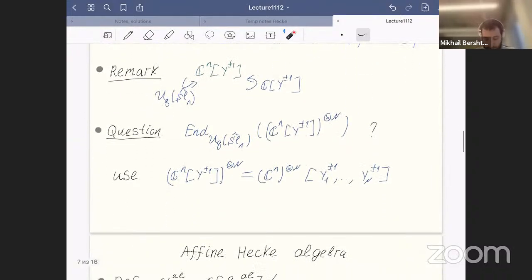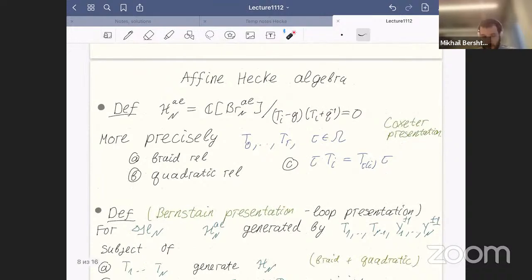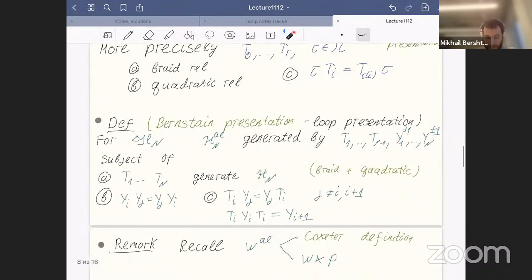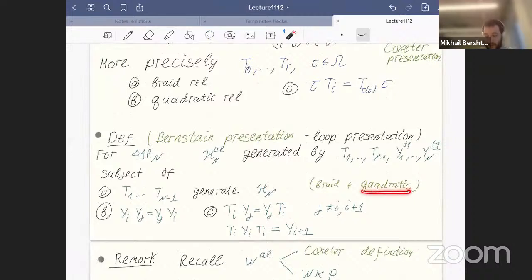Some explanations which we gave before. The algebra which commutes with this quantum affine sl_N is the affine Hecke algebra. There are different presentations of it, and we use this presentation with generators T_1, ..., T_{n-1}, and Y's, Y_1, ..., Y_{n-1}, such that T's generate a finite Hecke algebra, so they satisfy quadratic relations and braid relations. Y's commute, and relations between T's and Y's are as follows. If the parameter of the Hecke algebra is equal to 1, then these quadratic relations become relations that T are involutions, T inverse equals T.